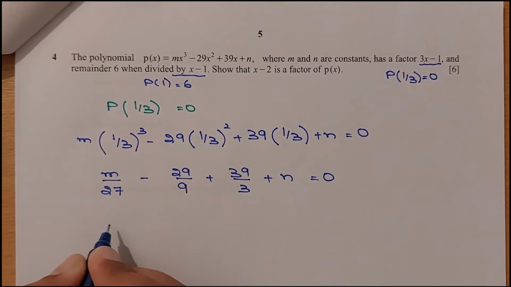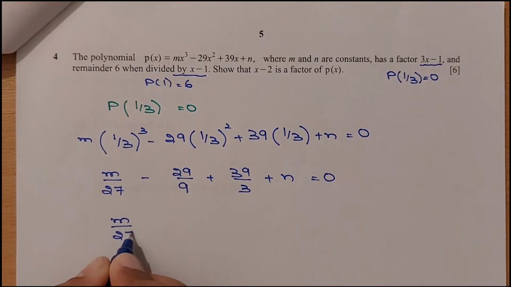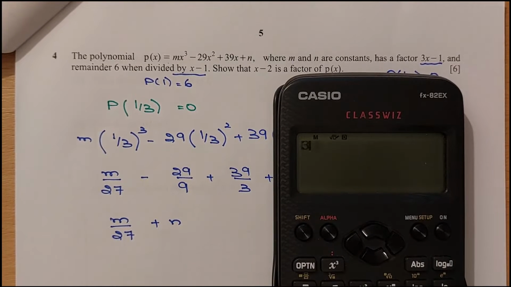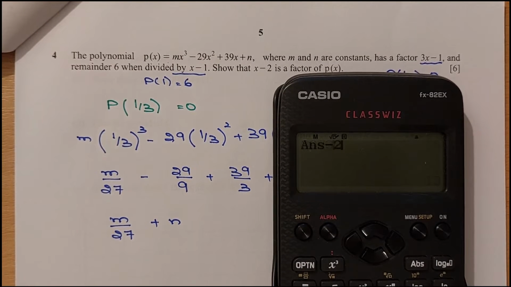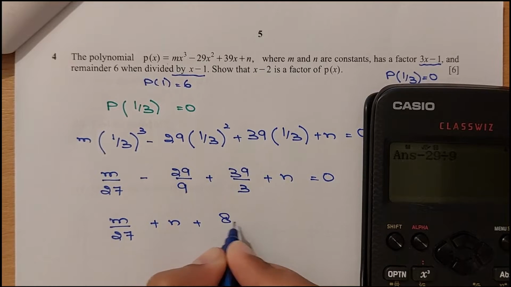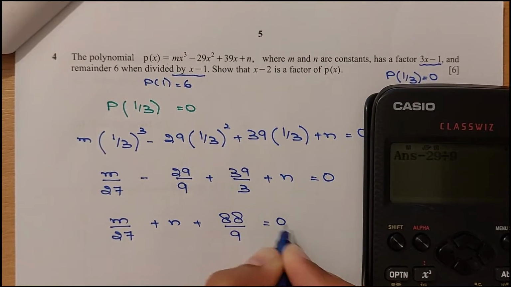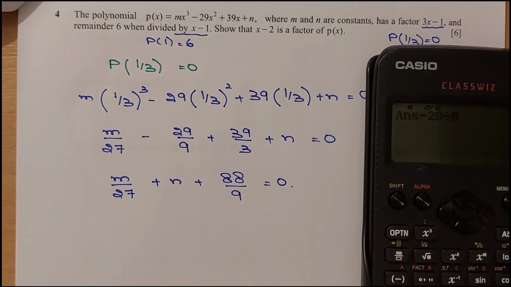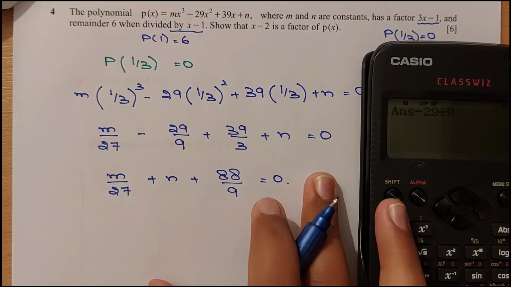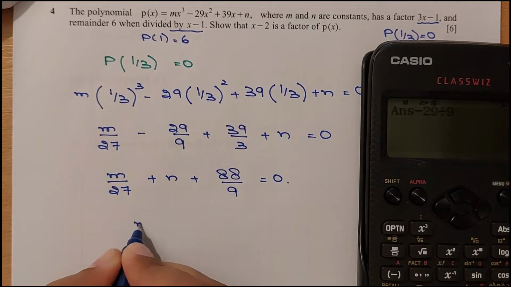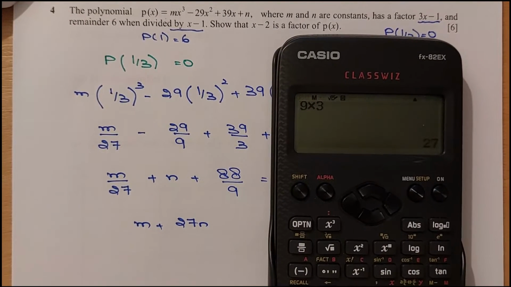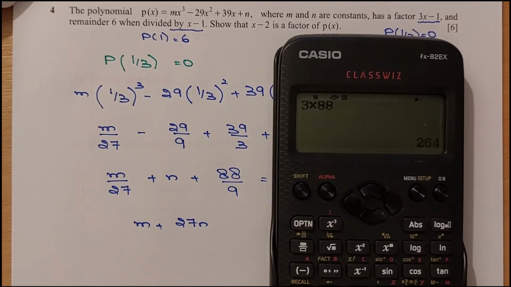Further simplification: m divided by 27 plus n, and what are the constant terms? The constant terms are 39 divided by 3 and minus 29 divided by 9. That is 88 divided by 9, with the positive sign. So 88 divided by 9 equals 0. 27 is the LCM for this, so let me multiply throughout by 27. So m plus 27n, and 9 times 3 is 27, and 3 times 88 is 264.